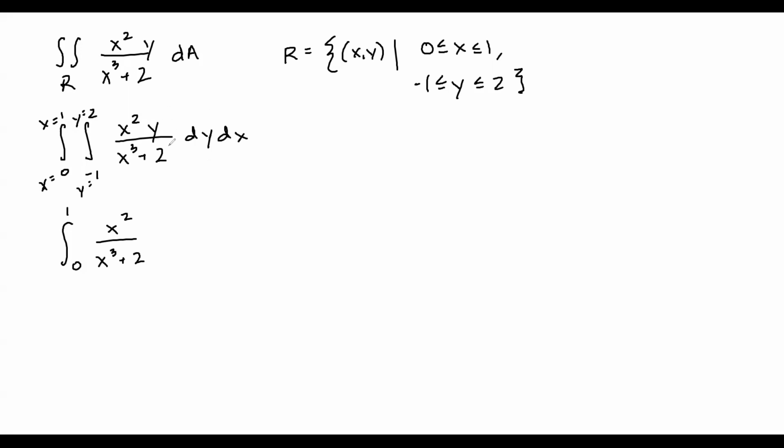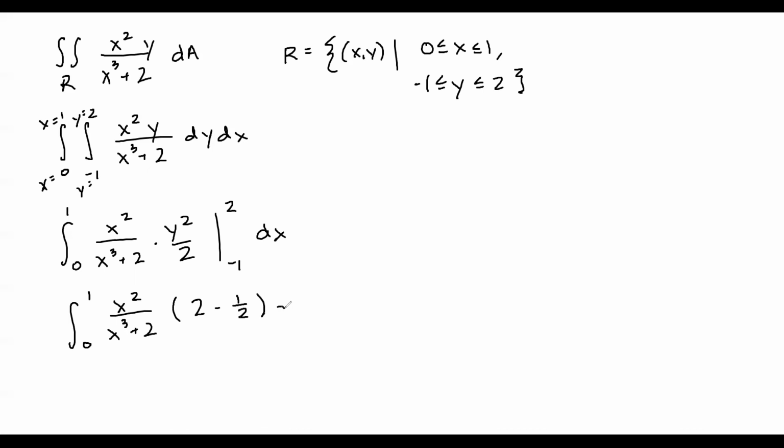And then once we've done that, we can actually go through and do the y antiderivative here. So we would get y squared over 2, evaluated from -1 to 2, and then we'll have dx. If you plug in 2, we're going to get 4 over 2, that's 2, minus, then plug in -1, and we'll get 1/2. And if we simplify that, we get the integral from 0 to 1 of x squared over x cubed plus 2. 2 minus 1/2 is going to be 3/2. We could just move that out front, and then we have dx left, right? So here's our Calc 1 integral that's left after we do our first integration.